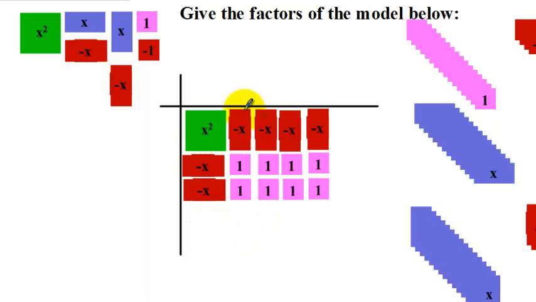Okay, what if we have the tiles and we are going to give the factors of this model? The first thing that we have to do is try to factor out x squared. So that's x and x. If this one is x, then this should be a negative 1. To check your answer, x times negative 1 is negative x. So this should also be negative 1, negative 1, negative 1.